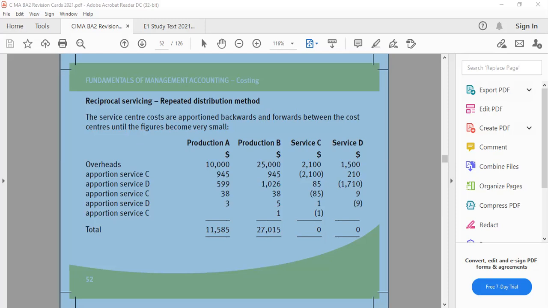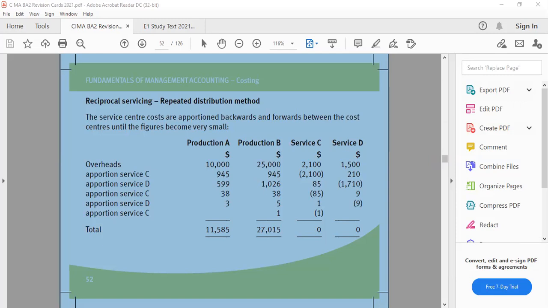So then what do we see? The total amount of 1,710 is taken and charged to the other departments. So when we total it up, D doesn't have anything because it's already charged to other departments. But now C has received 86 from D.